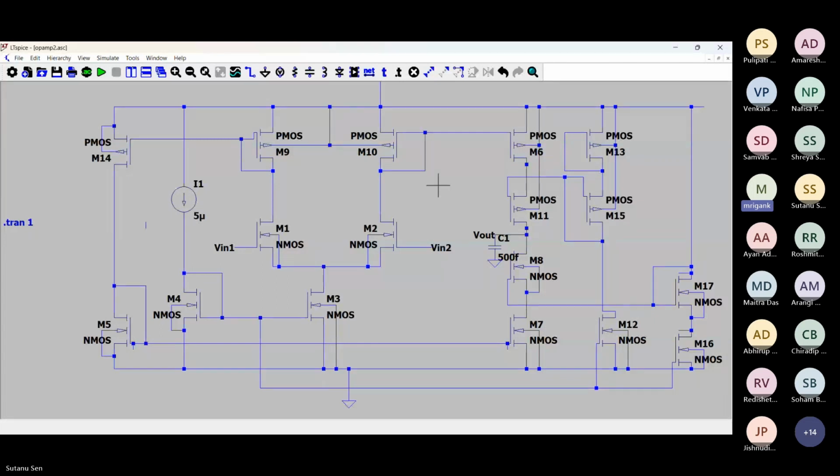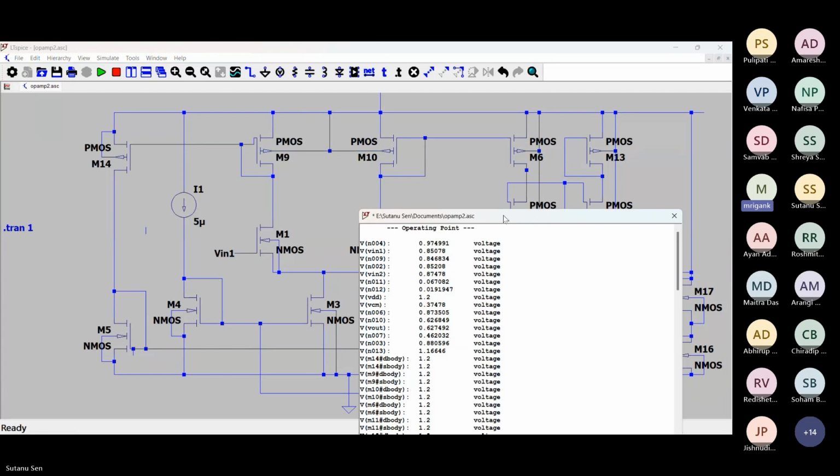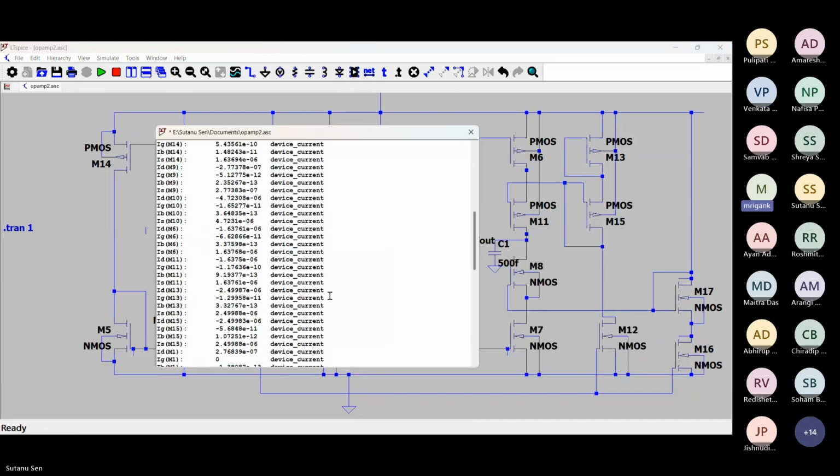Okay, and the lower side. So the M9, M14, M6 currents are also similar. Yes. And other result, M5, M7 current should also be similar. You can just check M7, M5. Almost, of course, it will be similar only. Same values. Yes, sir. They are the same value.